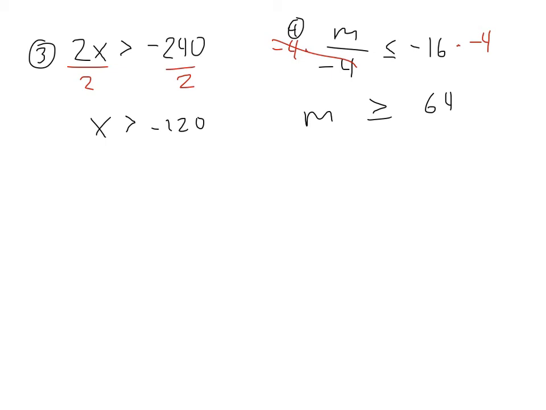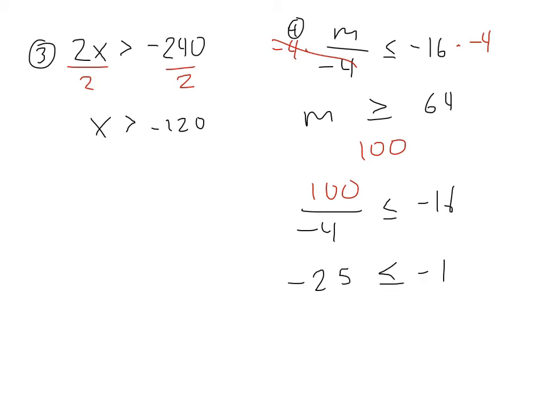Okay, so what we can do is just try, because when we multiply by a negative, I like to check my answer because it's a little more complicated. What's a number that is greater than or equal to 64? Let's pick an easy one, 100. So I'm going to say 100, rewriting the original, but instead of m, I'm plugging in 100, divided by negative 4, less than or equal to negative 16. Is that true? Well, 100 divided by negative 4 is negative 25, and that is in fact less than or equal to negative 16. It's true, so we know that we did our work correctly.